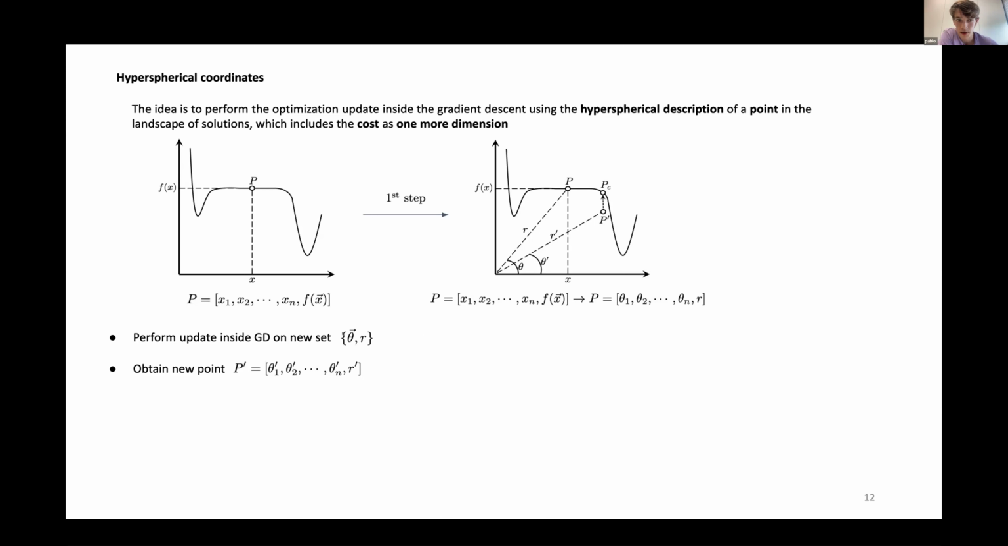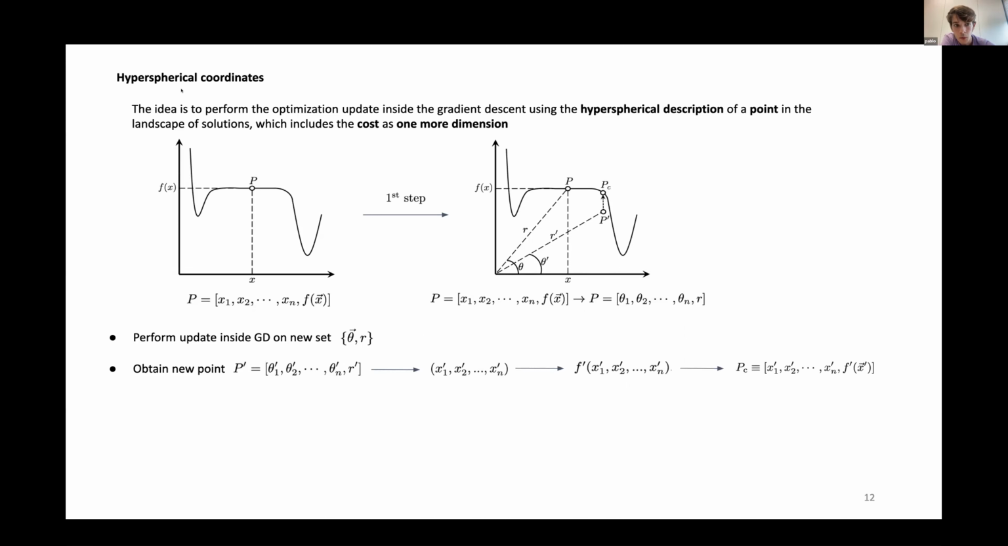First, you perform the gradient descent in your new variables, in the hyperspherical description, because in the Cartesian description you get stuck at the barren plateau. Doing that, you obtain a new point that you call P prime, which will give you coordinates X prime. Once you come back to the Cartesian description, you get an update of your cost function.